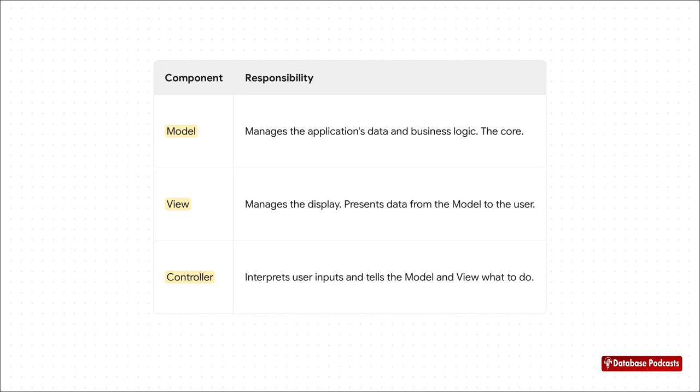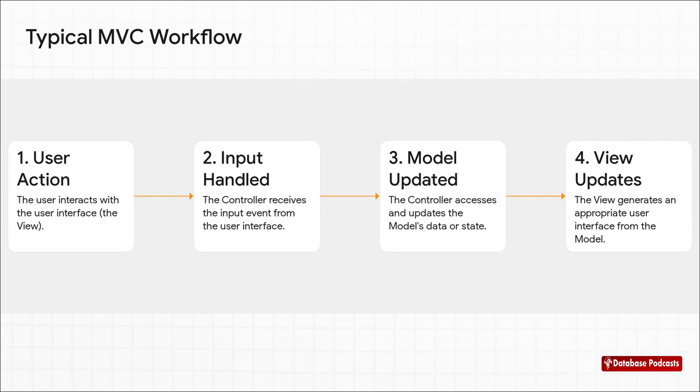Finally, you have the controller. It's kind of like the traffic cop. It listens for user inputs, like clicks and keystrokes, and then it tells the model and the view what they need to do. It's a powerful setup, though for really simple apps, it can sometimes feel like a bit of overkill. So let's walk through a quick example.